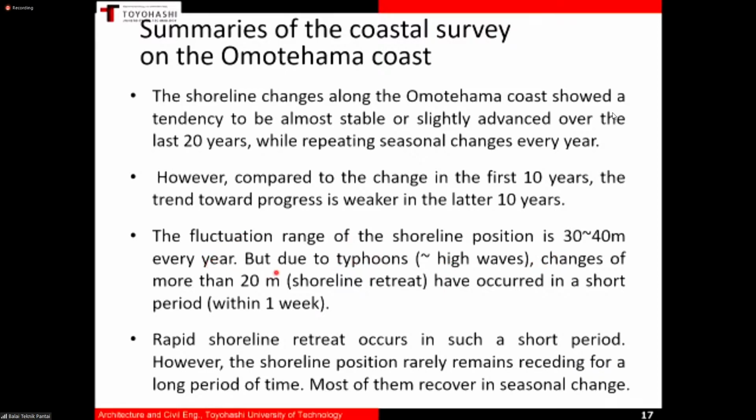It's a very big change, but due to the typhoon, meaning a high wave condition, a change of more than 20 meters occurs in only 1 or 2 days. The 20-meter shoreline retreat occurred in a very, very short time, within 1 week. It means the period of the typhoon event. And the rapid shoreline retreat occurred in such a short period. However, the shoreline position will not remain receded for a long period. Most of it recovered within the seasonal change.